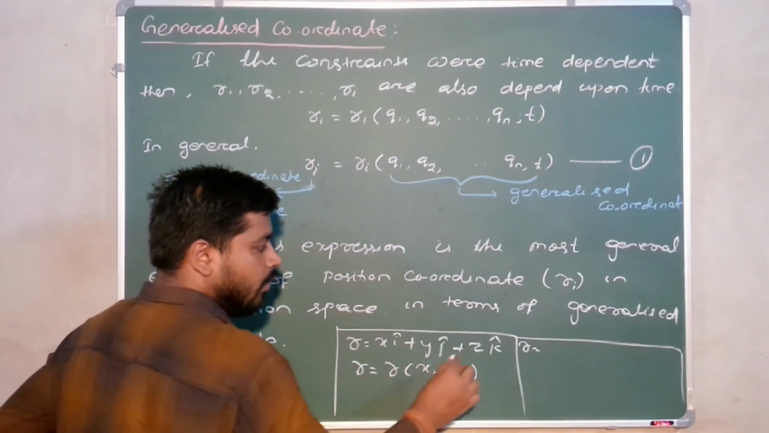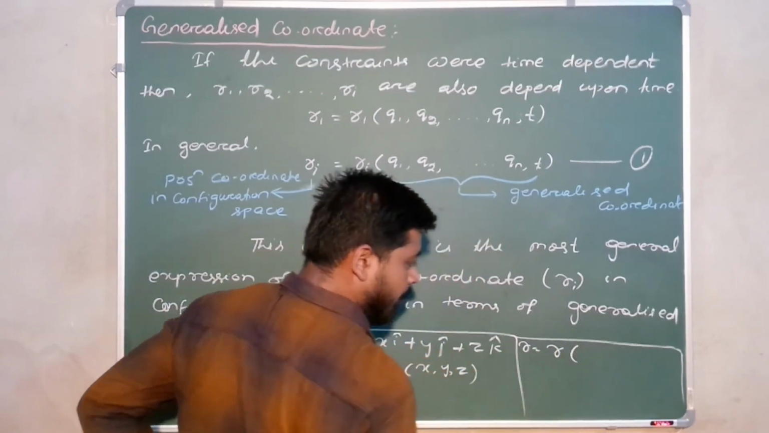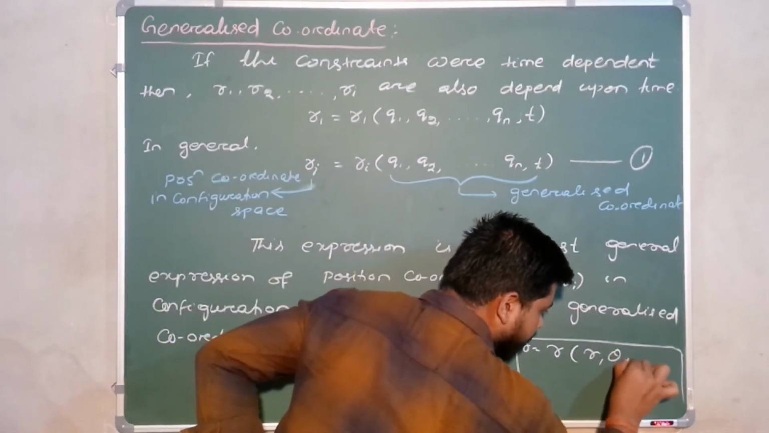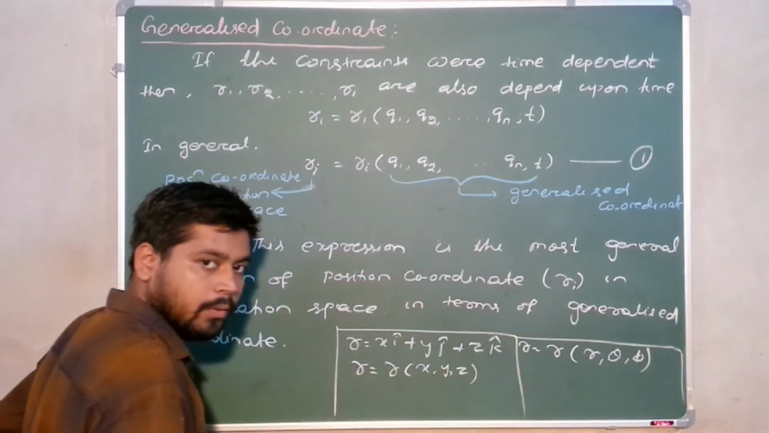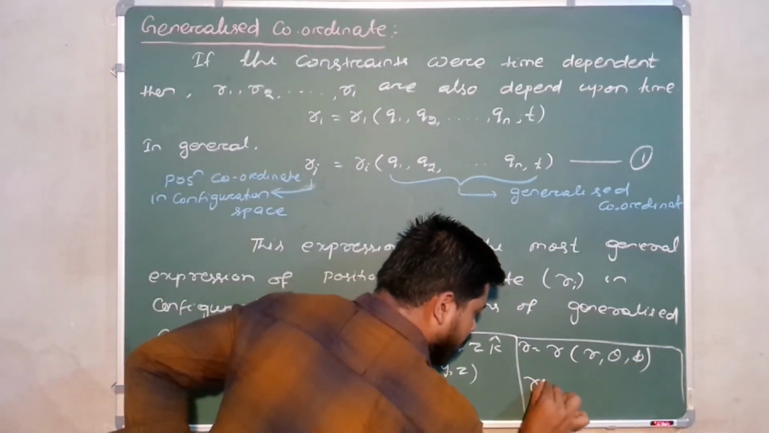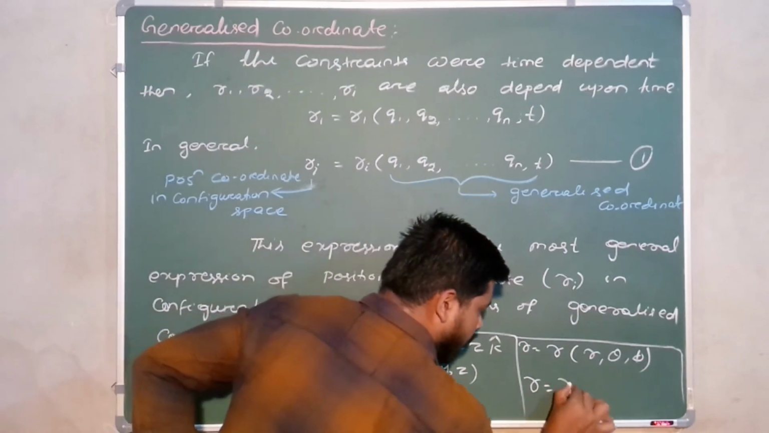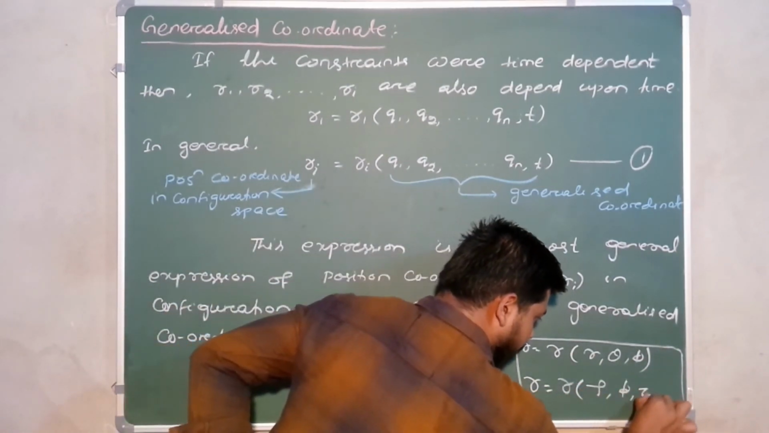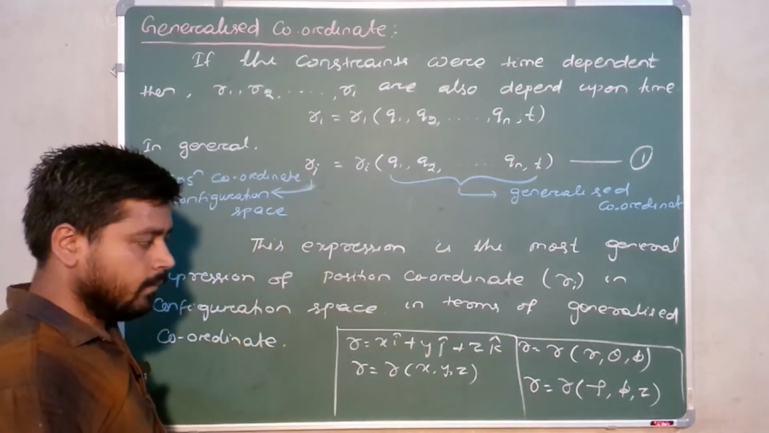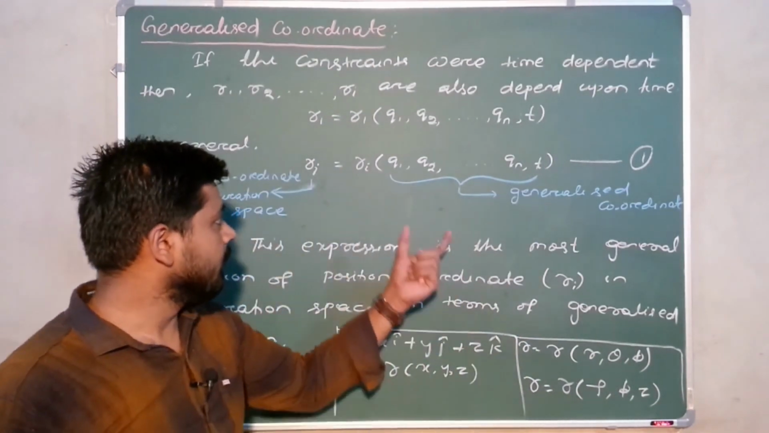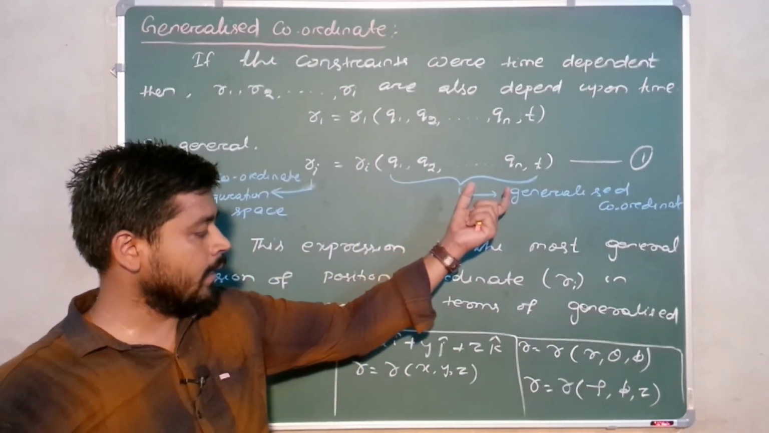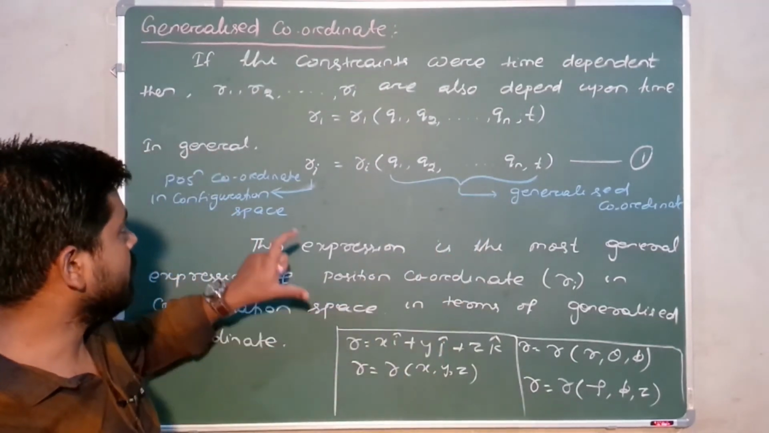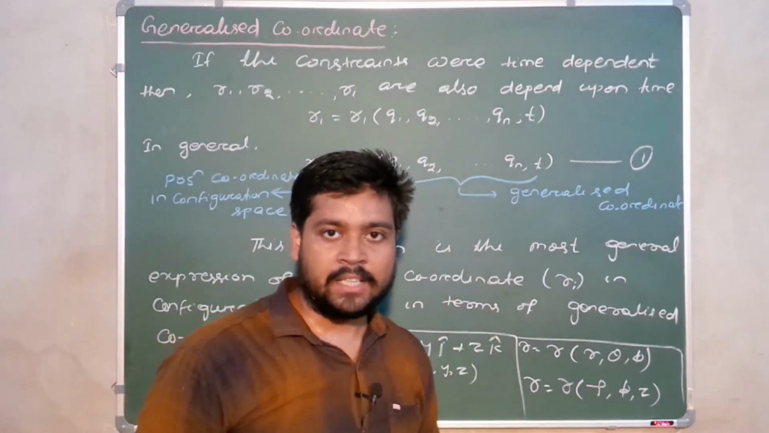Yes or no? Then here you can write in spherical polar, r is a function of r, theta, phi. Yes or no? In cylindrical coordinates, we can write the position vector is a function of rho, phi, z. Yes or no? We can write this. This q1, q2 up to qn are just like these position coordinates. Yes or no? This is all about the generalized coordinate. Okay.